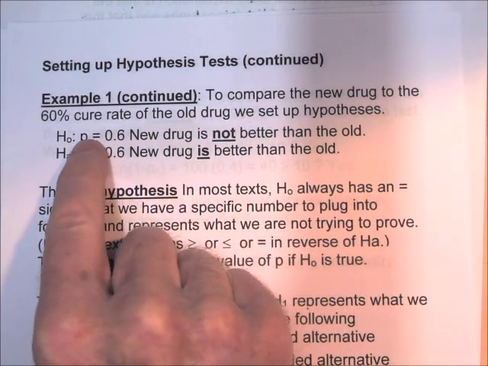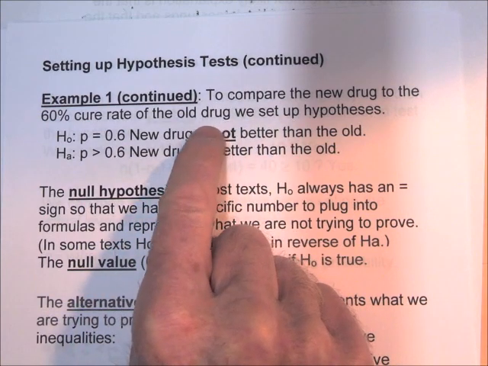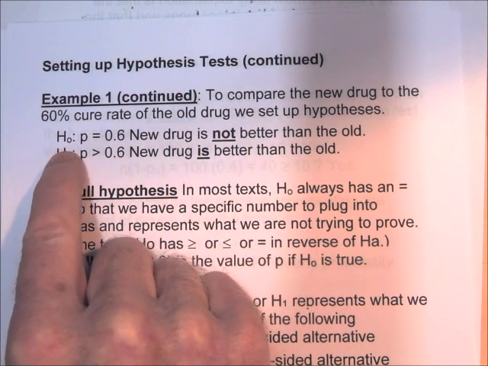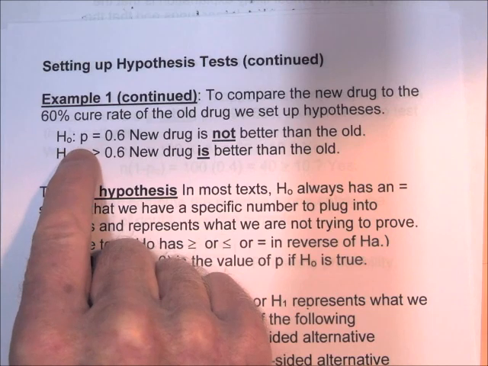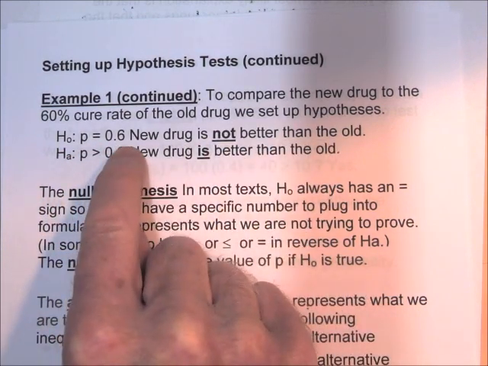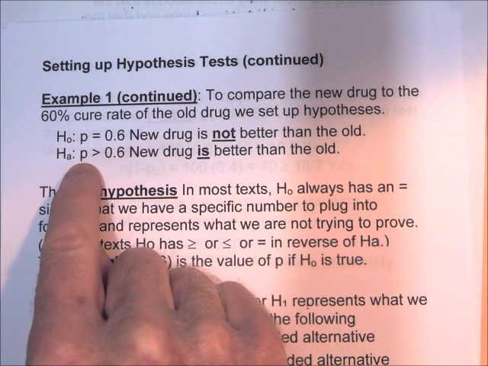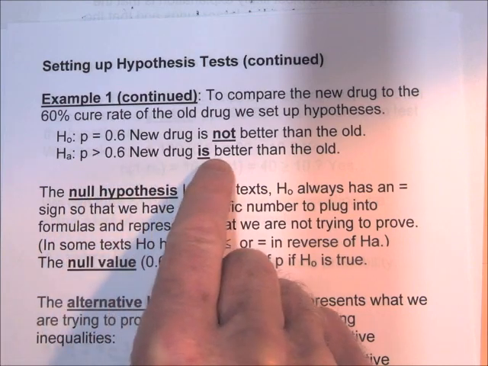The formal way of asking this question is we're testing H naught, H0, P equals 0.6. The new drug is not better than the old. The 0.6 was the cure rate of the old drug, versus the alternative hypothesis HA, P is greater than 0.6. The new drug is better than the old.